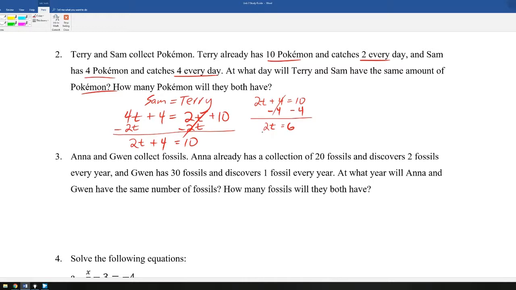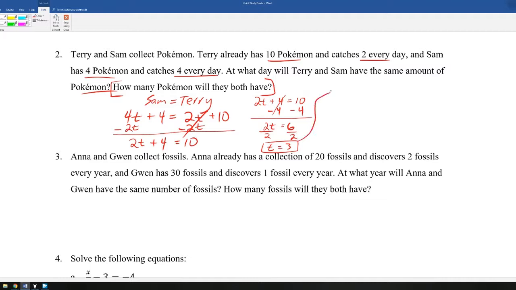How do you get rid of a multiplying 2? Division property of equality. What's half of 6? 3. So in 3 days, both of these guys will have the same amount of Pokemon. But how many? That's the second part of our question. How many Pokemon will they both have?